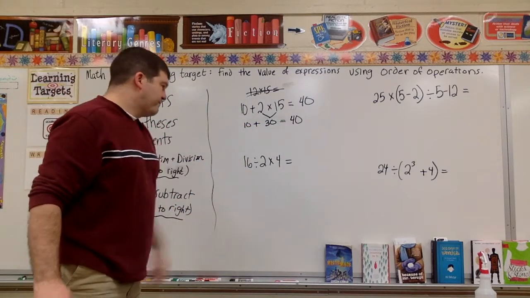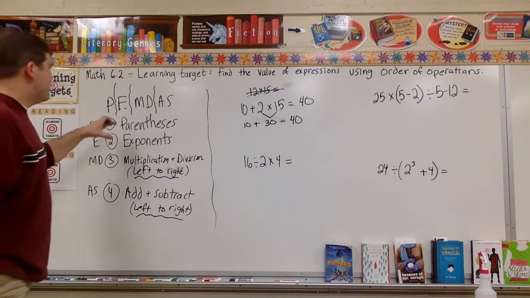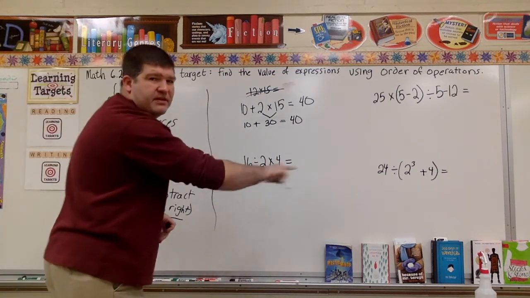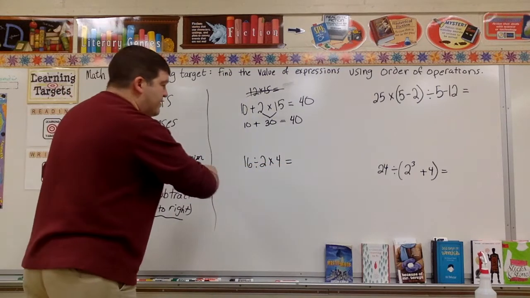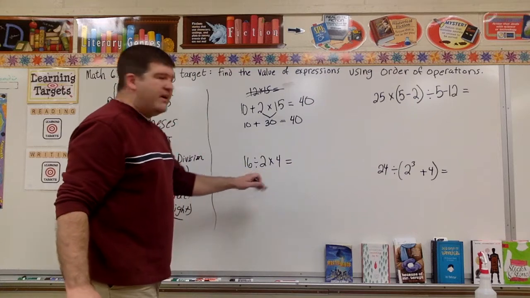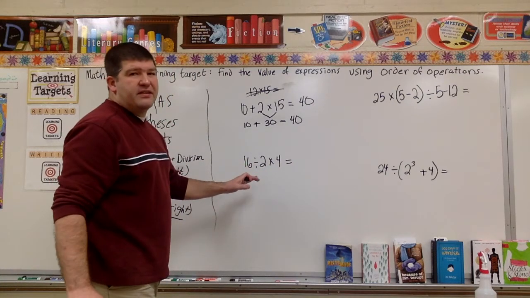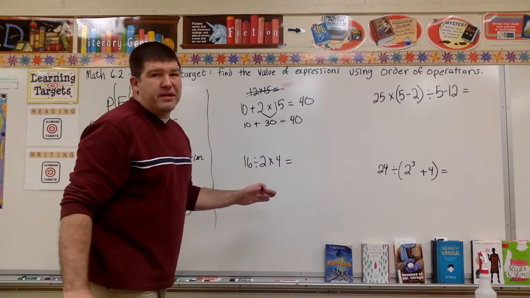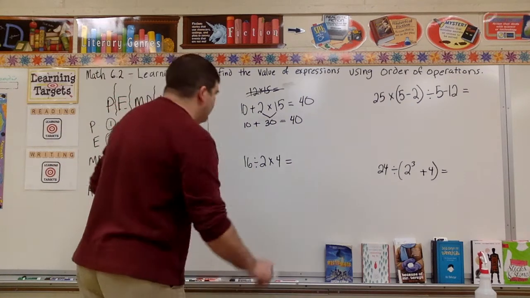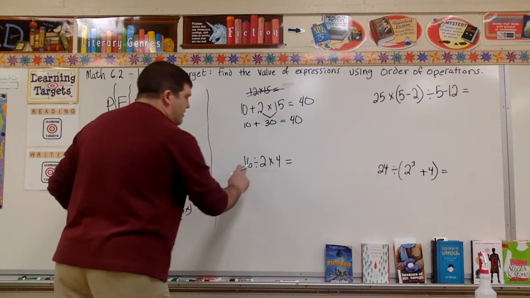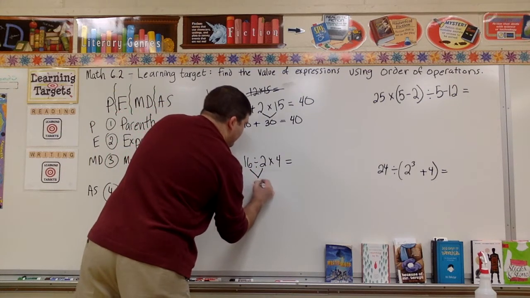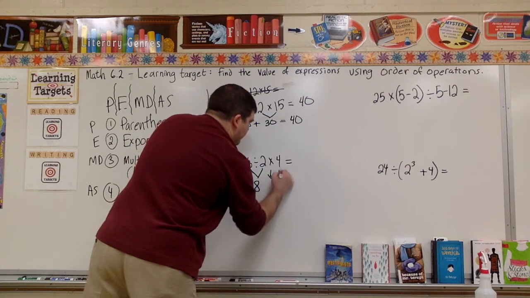Let's go down here. All right. So, parentheses, no. Exponents, no. Multiplication and division, yes. I'm going to go left to right. I don't have to do the multiplication first. And in fact, if I did the multiplication first, it'd be a wrong answer. But I'm just going to go left to right. So 16 divided by 2, that gets me 8. Bring down everything else.